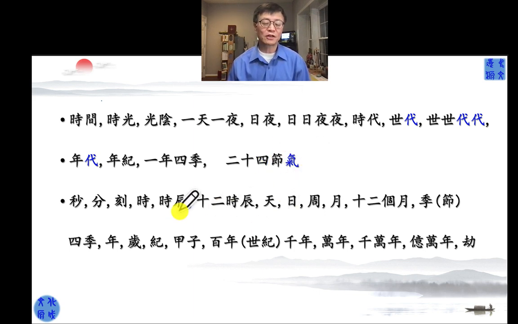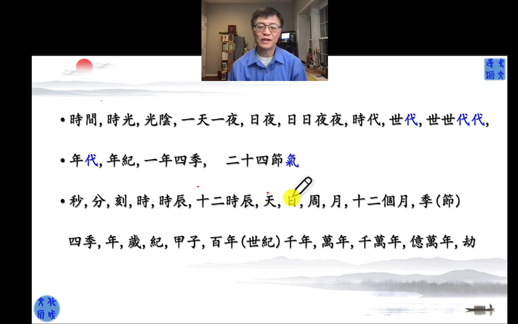Now, we learn all the characters describing time from very short to very long. 秒分 1 second, 1 minute. 刻 15 minutes. 时 means 1 hour. 时辰 remember? 时辰 is 2 hours. So we have 12 时辰 a day, 24 hours a day. In ancient China, we used 时辰. We still use this 时辰 today. So, 十二时辰 means one day. Another way to say one day.